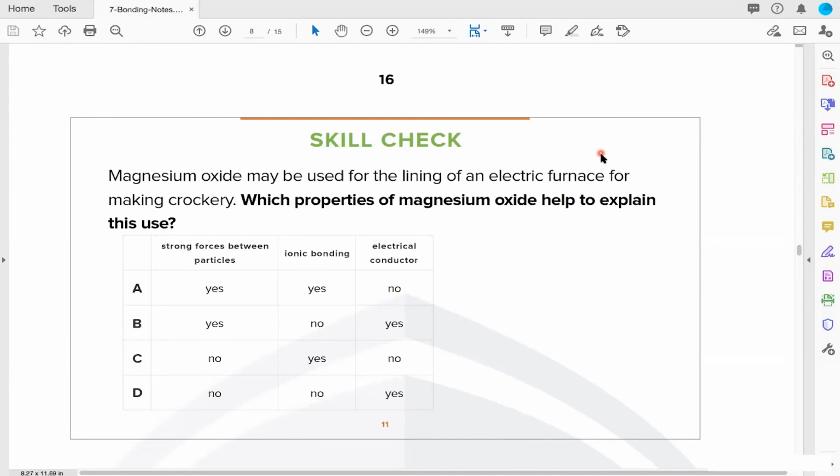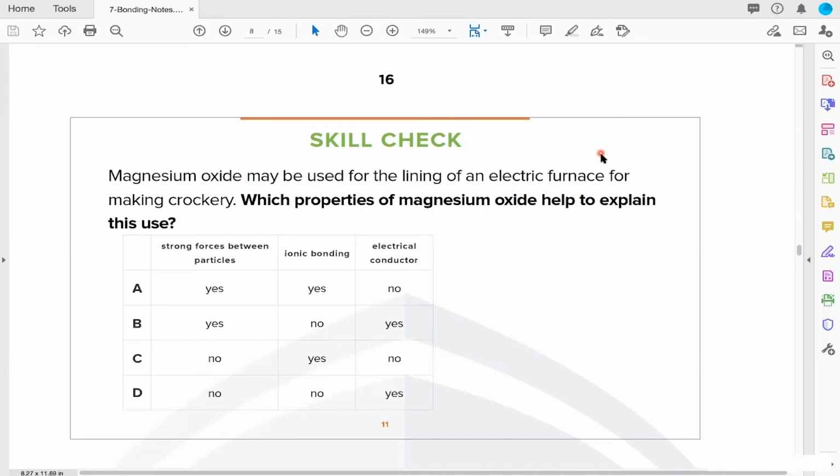Third, properties of ionic compounds. Ionic compounds will not conduct electricity. They will be hard. They will be brittle. They will have high melting and boiling points. And all of it comes from the fact that they have strong forces. And those strong forces in solid keep the particles together. They're not free to move, so they don't conduct electricity.